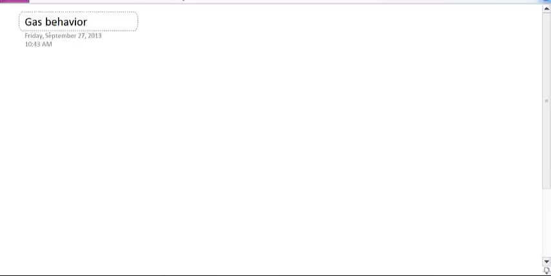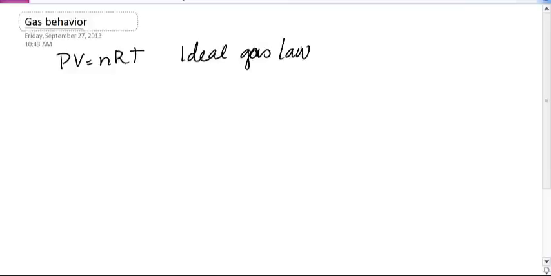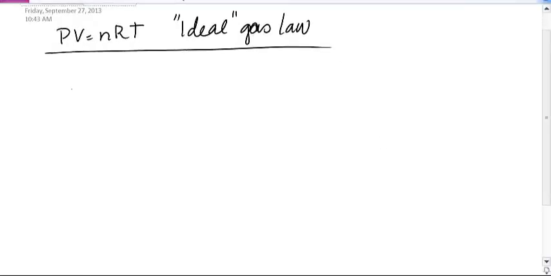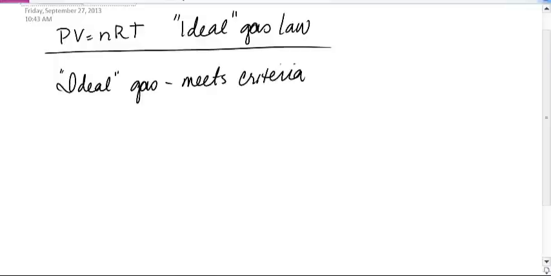All right, here's what we need to talk about. We're talking about gas behavior. So far, we just did some rudimentary stuff from Chem 1, but now we got to talk about some more details of this. So first of all, when we looked at PV equals nRT, this is the ideal gas law. Well, the ideal gas law is simply that. It represents an ideal gas. So what we didn't talk about is what does it mean to be an ideal gas? An ideal gas is something that meets the criteria for the kinetic molecular theory.